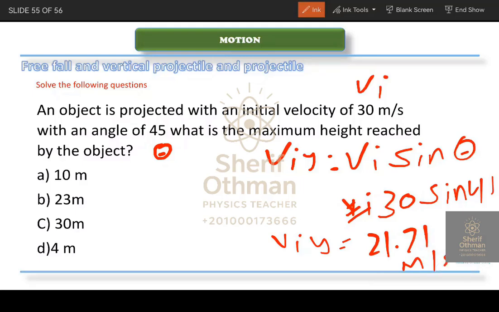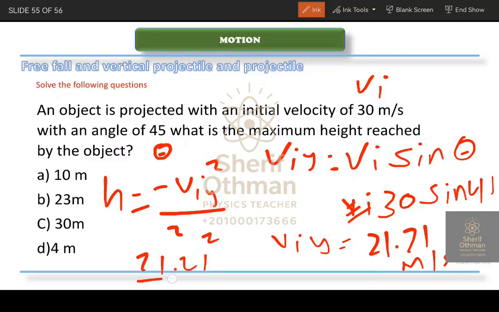Substituting in the rule of maximum height, H is equal to negative Viy squared over 2G. So 21.21 squared over 2G, 2 times 9.81. The answer will be 23 meters.